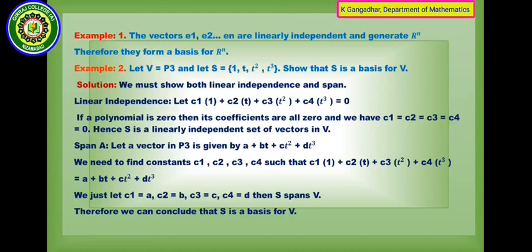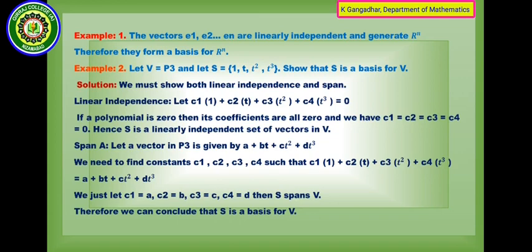Now an example. The vectors E1, E2, so on En, we know that these are linearly independent vectors, and they form a basis for R to the power n. Next problem: V equal to P3 and the set S equal to 1, t, t square, t cube. Show that S is a basis for V. So what is the basis definition? First, S is a non-empty subset of the vector space.